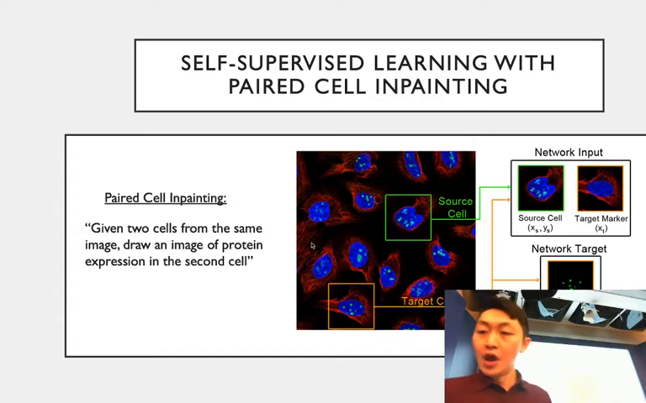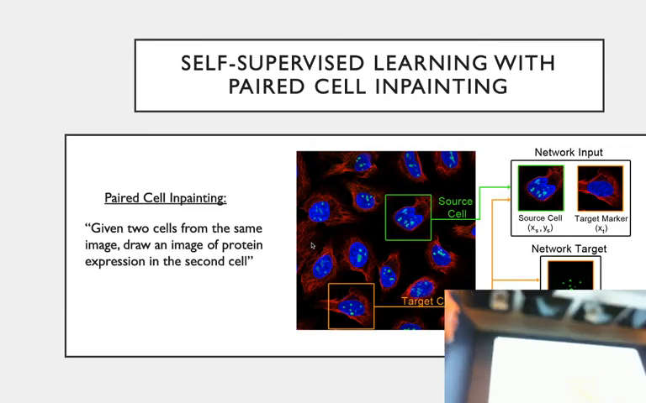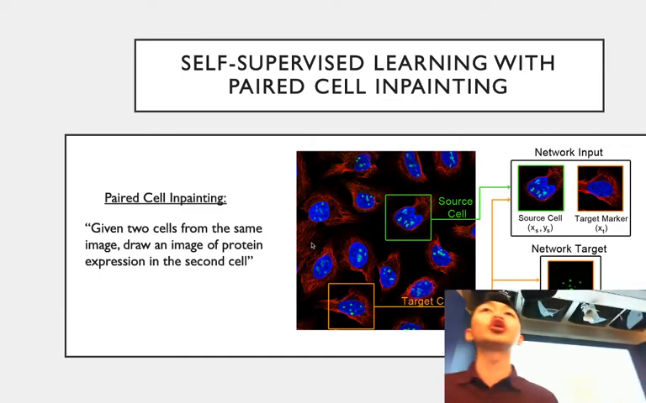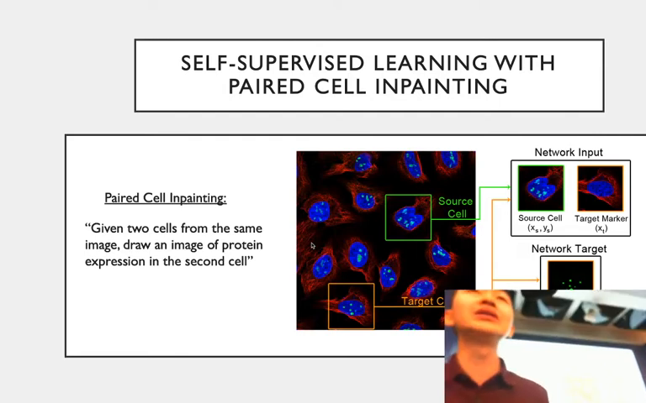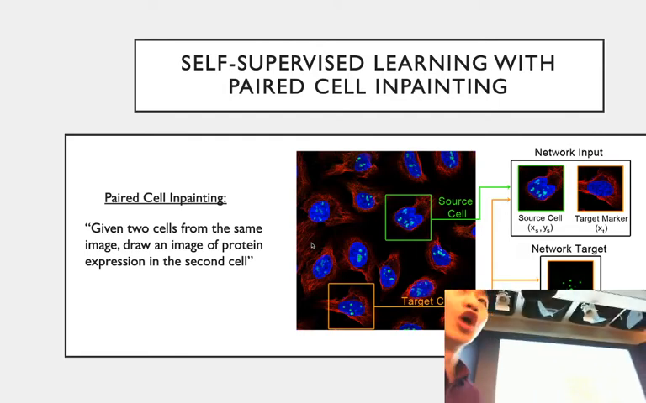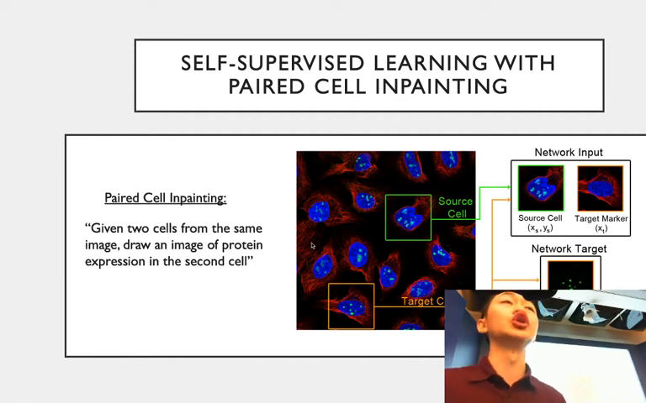Most cells will. So the idea then is that we will take one cell from the image, and we're going to show that to the model. We're going to take another cell from the image, and we'll show that to the model, but we're only going to show the model the shape of the cell, shown by channels like DAPI or tubulin. And then we will ask the model to create a synthetic image of what it thinks protein expression looks like in the second cell.